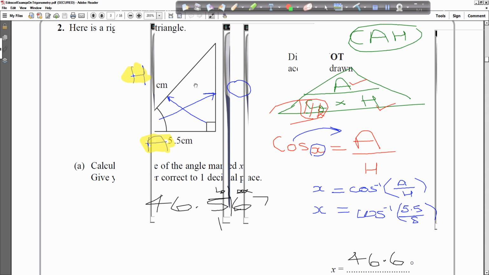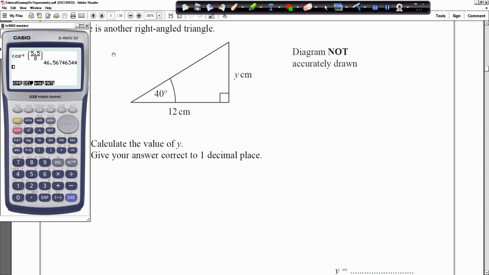Right. Are we ready for the next part of the question? Yeah? Now, for the next question, here's another right angle triangle. Calculate the value of y. Give your answer correct to 1 decimal place. So the first question part was worth 3 marks. This is also worth 3 marks.